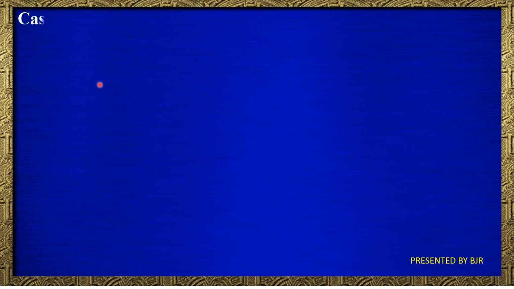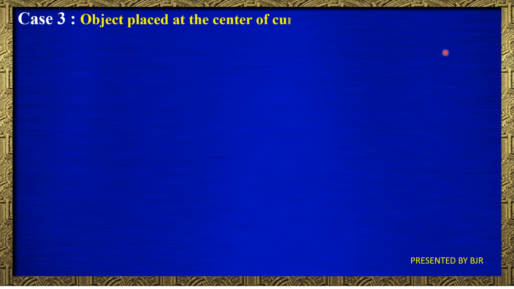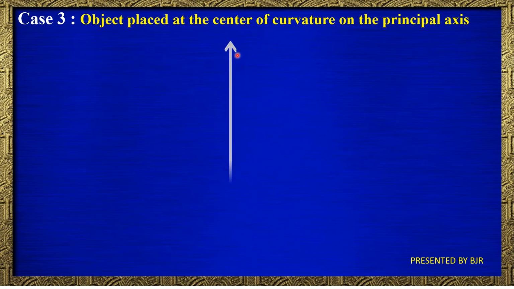Now case 3, object placed at the center of curvature. You see here what I am doing, I am moving the object slowly toward the lens. At that time what happens, image moves slowly away from the lens. You can observe this thing here. And this one is the convex lens.